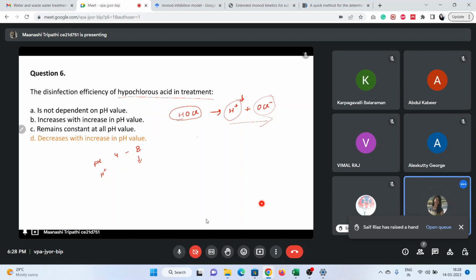The power of HOCl is more than the power of OCl negative. But due to the increase in pH, H plus is decreasing. So you know Le Chatelier's principle, what will happen? The reaction will move towards the right. When the reaction moves towards the right, more OCl negative will form and its power is less. That is why overall disinfection efficiency will decrease. So this is the principle for this question. Let's move to the next question.